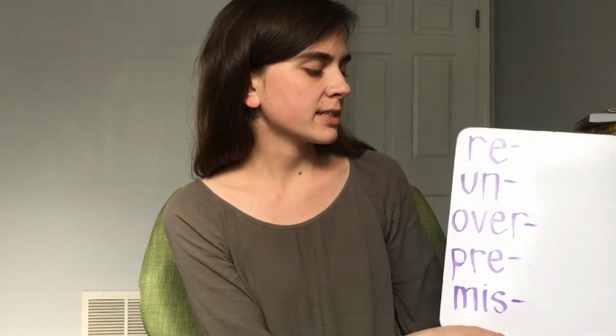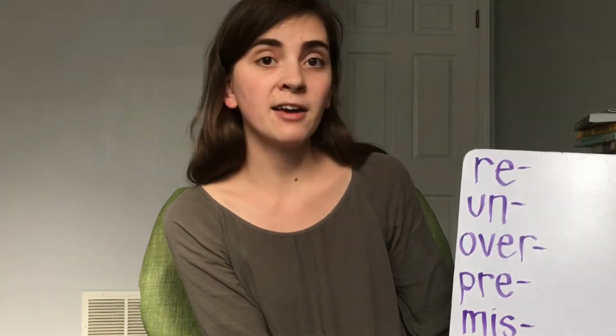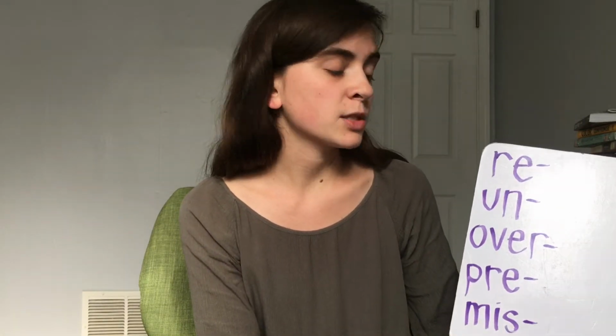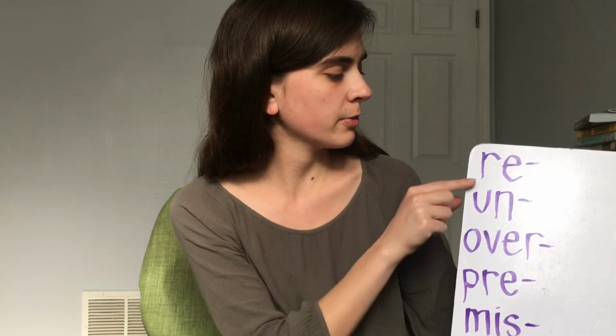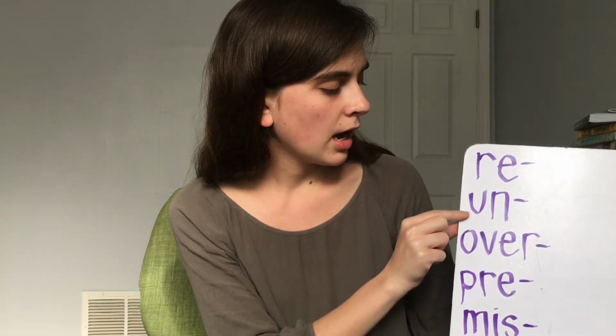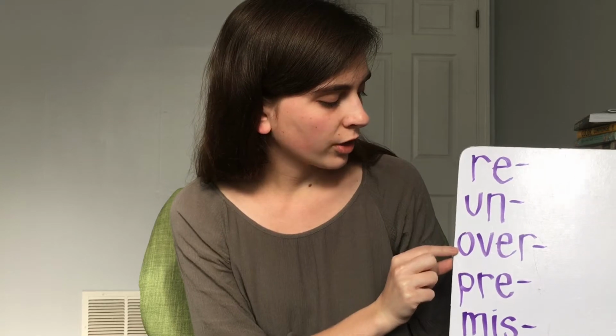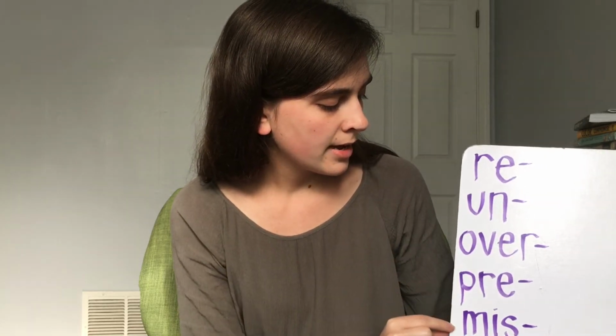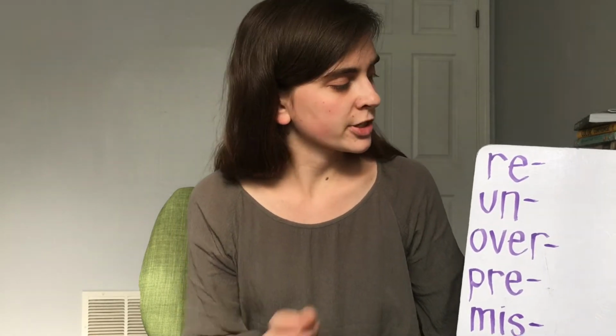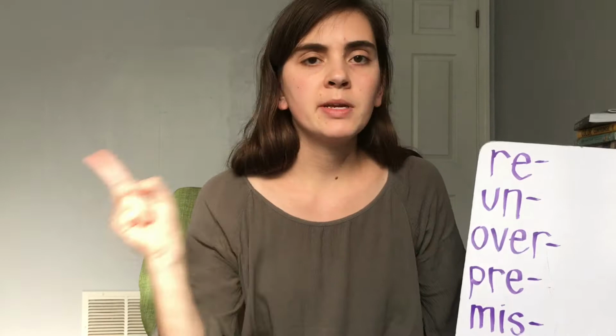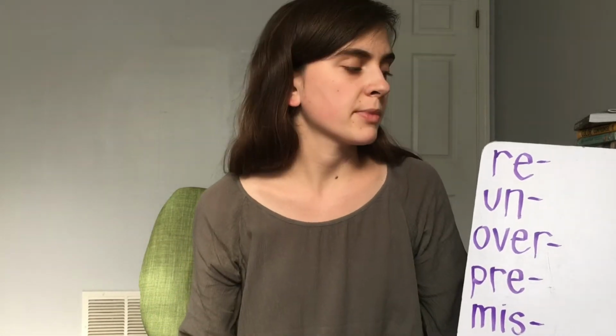A prefix, and today we're looking at 5 different prefixes, can come in front of a base word and it changes what the word means. So everybody say re, un, over, pre, miss. So these are our 5 prefixes that we're going to look at today. So let's take the word re. Re means to do something again.